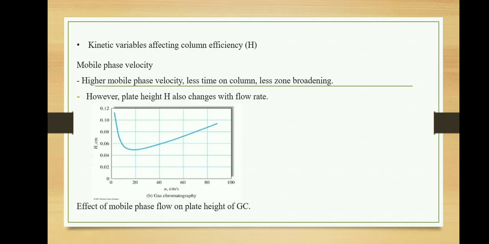Kinetic variables govern the shape of the peak. It turns out there are a lot of kinetic variables that describe how broad a band will be. They include how fast the mobile phase is flowing, the diffusion coefficient, how quickly your analyte is moving in both the mobile and stationary phase. It also has to do with the retention factor that we defined a few slides ago.